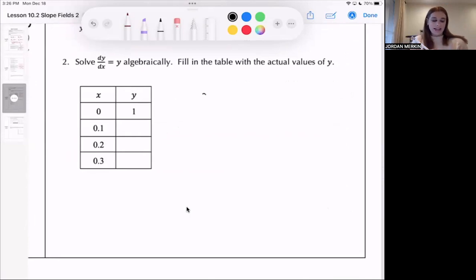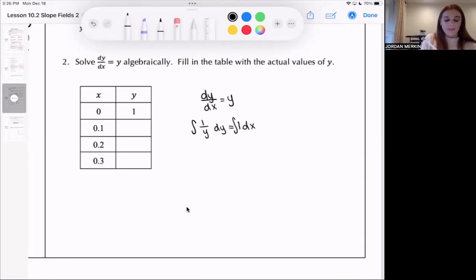So dy dx is equal to y. We're going to solve it algebraically, and we're going to compare it with the approximate values we just found. So we want to separate our variables. So this would be 1 over y dy is equal to dx, multiplying by dx, just like in my previous video. This is technically a 1 there as a placeholder.